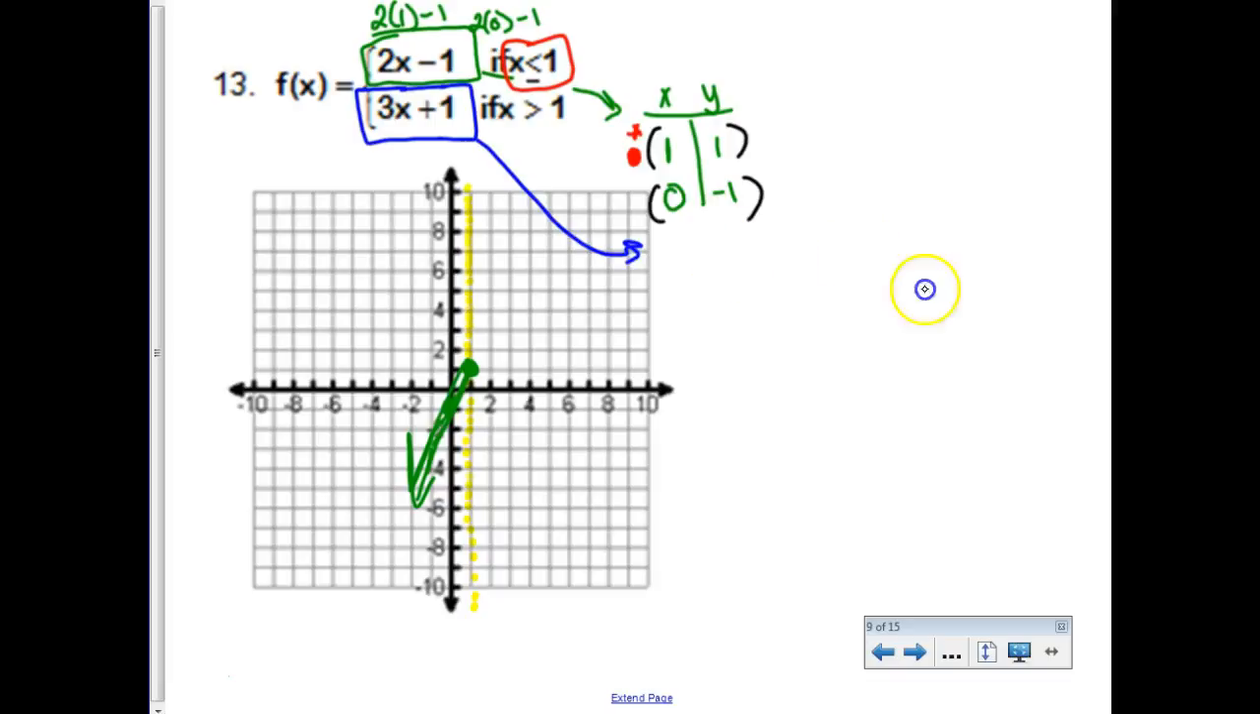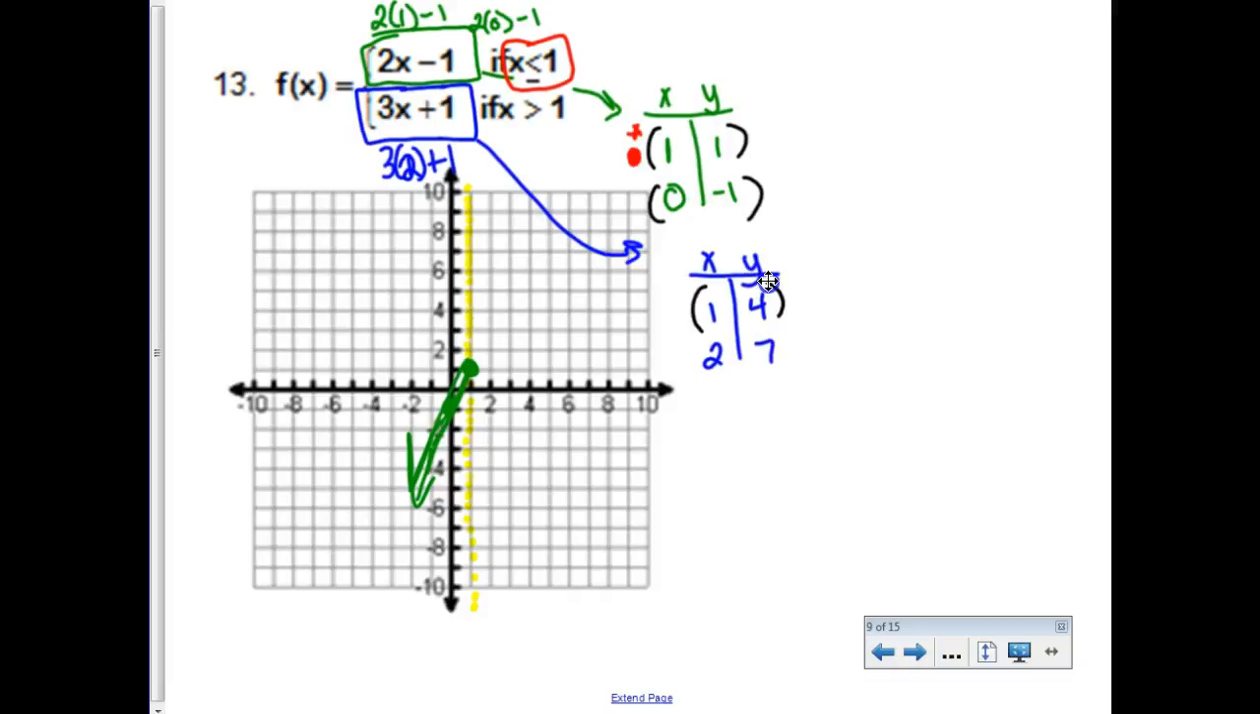Okay, other function. Little t-table, blue guy. I have to do the boundary line. Always, that's my first point. So that would be a 1. Now, your choice as to what my next x value is. Just make sure it follows the rule where it has to be greater than 1. That sounds logical. So go find his y counterpart by plugging it in. So 3 times 1 plus 1 is 4. And then 3 times 2 plus 1 is 7.